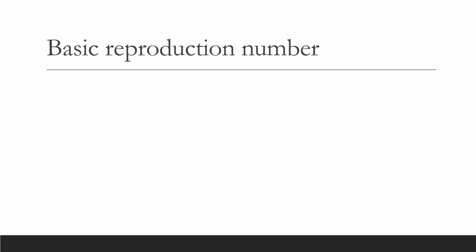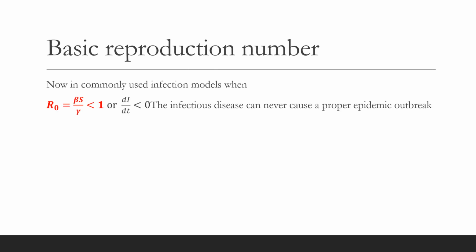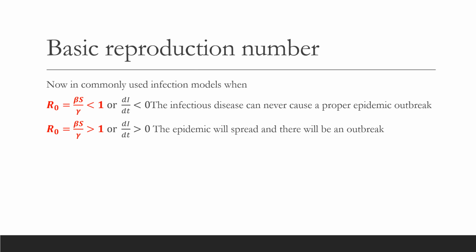So, in other words, if R0 is less than 1, members of the population who get the infection will infect fewer than 1 person before going to the recovered compartment, that is, before dying or recovering. So, the outbreak will stop eventually. If R0 is greater than 1, each member of the population who gets the infection will infect more than 1 person. So, the epidemic will spread and there will be a proper epidemic outbreak.